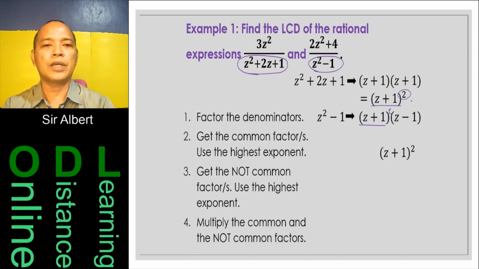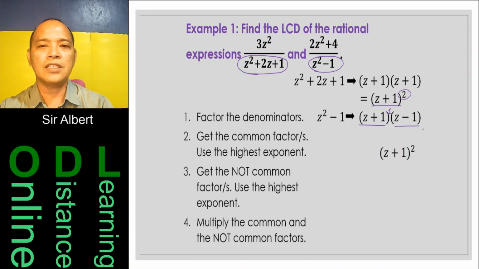Third step is to get the not common factor or factors. As always, you make use of the highest exponent. Taking a look at the factored form of the denominators, we see that z minus 1 is a factor that's present in z squared minus 1, but it's not present in the first denominator. So we say then that z minus 1 is a not common factor. We take that factor, and as always, we make use of the highest exponent.